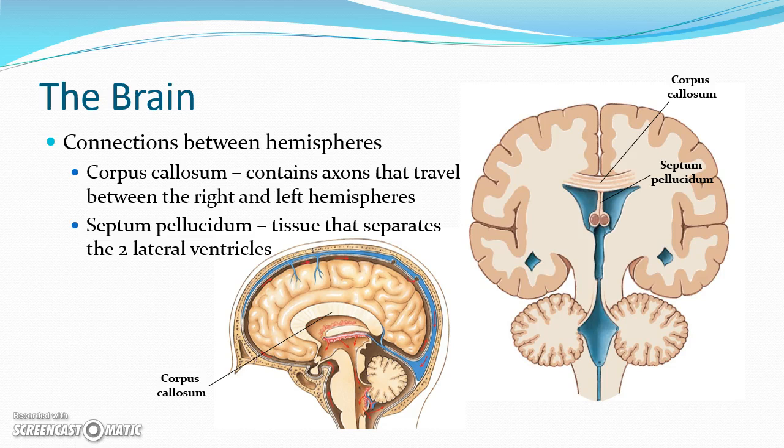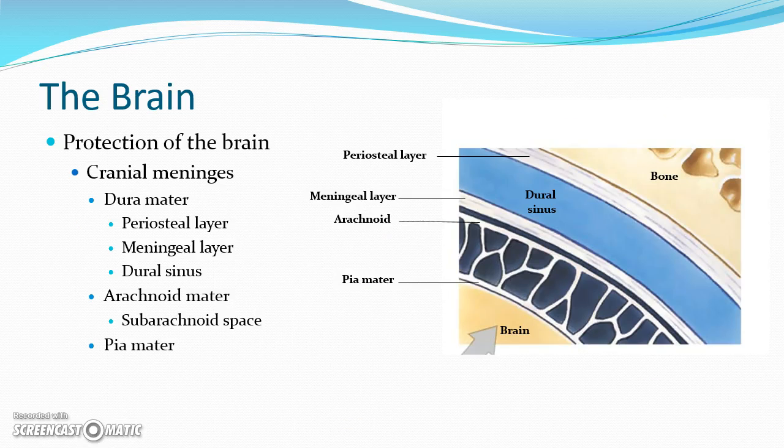Another structure we see is the septum pellucidum. This is a tissue that separates the two lateral ventricles. The blue areas on this image are the ventricles. This is the tip of that ram's horn of that lateral ventricle. Here's part of the lateral ventricle, third ventricle, cerebral aqueduct, and then this is the fourth ventricle.